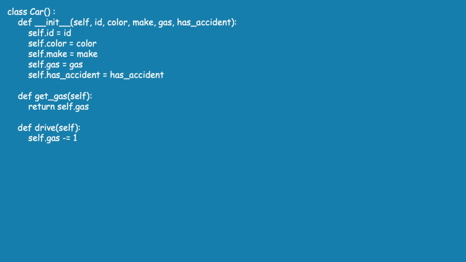I can also expand upon this function by providing checks to see if gas is there. For example, if the gas is 0, then print that the user is out of gas and can't drive. You can get creative with the functionality.